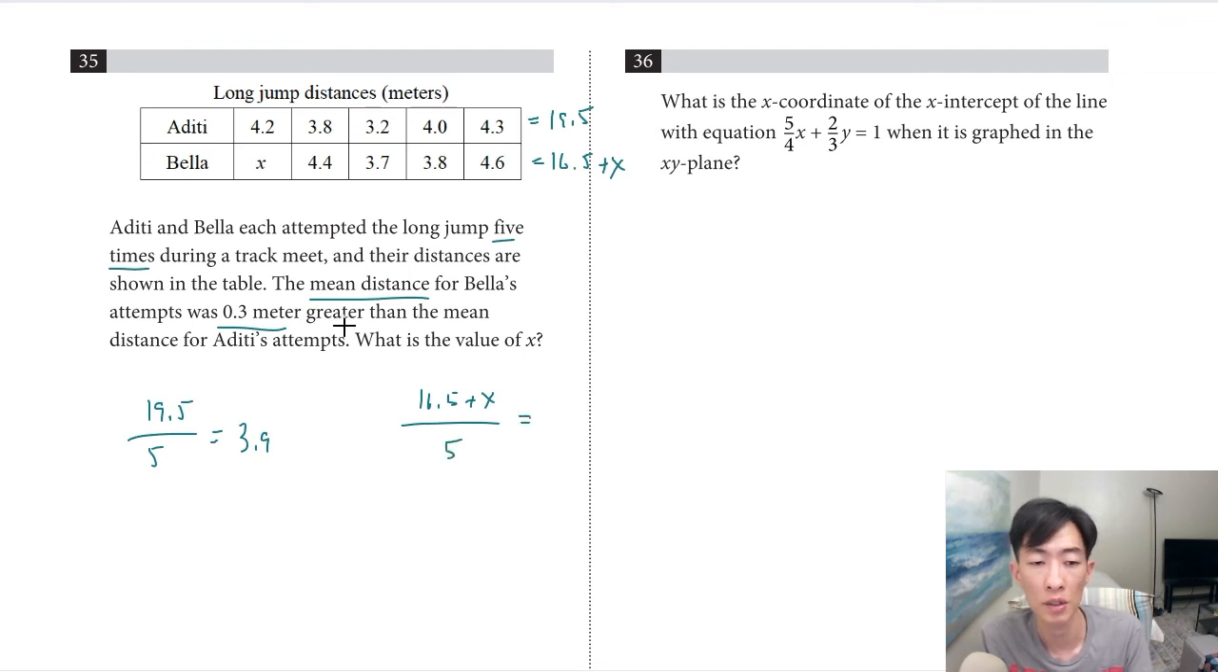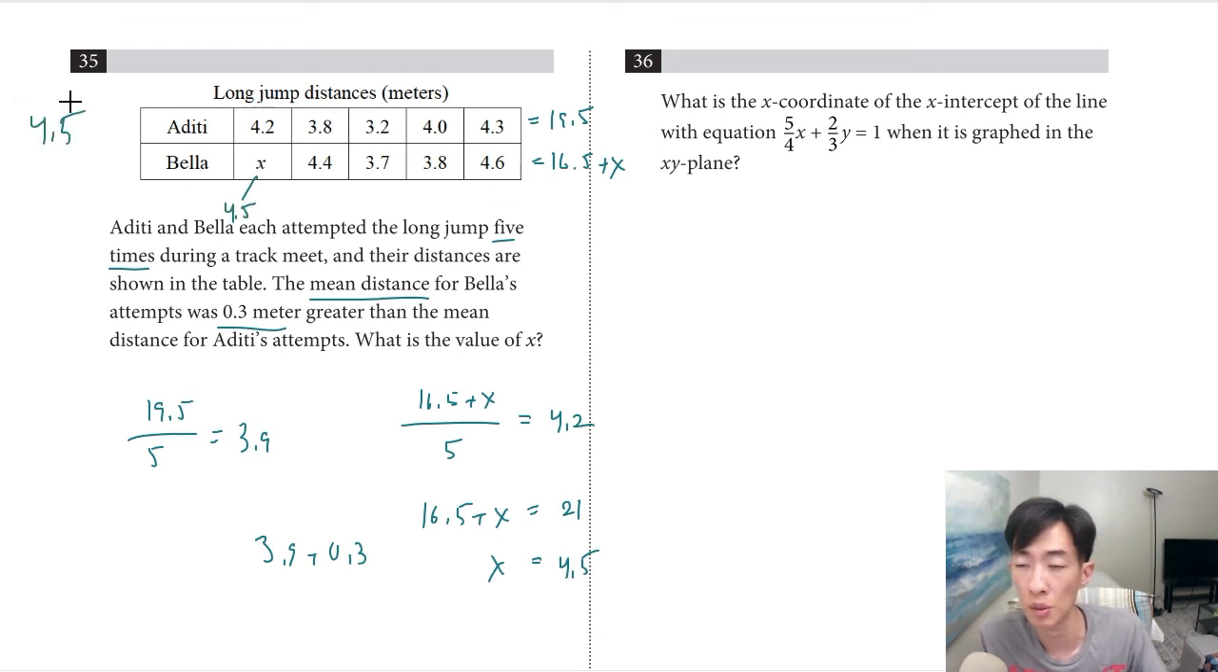Now, what do we know about Bella's average? It says it was 0.3 greater than Aditi's. So 3.9 plus 0.3 is going to give you 4.2. Now we have an equation with only one unknown, and we can solve for x. So multiply both sides by 5. 16.5 plus x, that's going to give you 21 on the right. Subtract 16.5 from both sides, we get 4.5, and that's the missing number right here, 4.5, and that's going to be the answer to the problem.